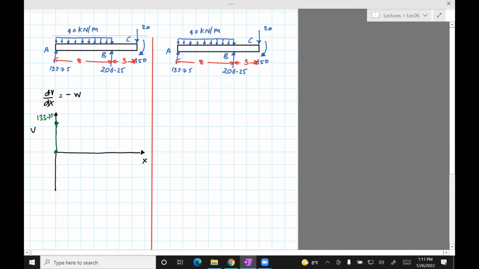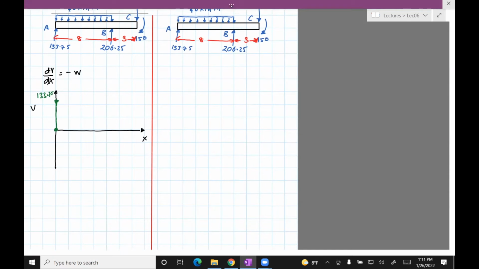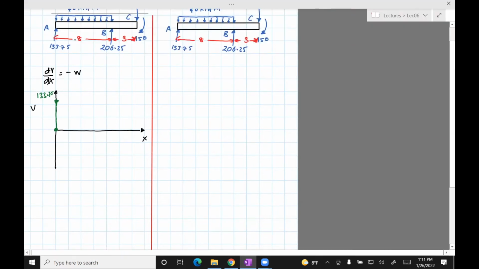Okay, after that, we see that from A, moving on to the right, we have the distributed load. So this is where we need to possibly integrate this equation. So let's integrate that equation. So dv equals minus w dx. We need to integrate from A all the way to, let's just integrate to some distance x, okay? And then that distance x can also be made to be 8 meters, in which case we will have point B.